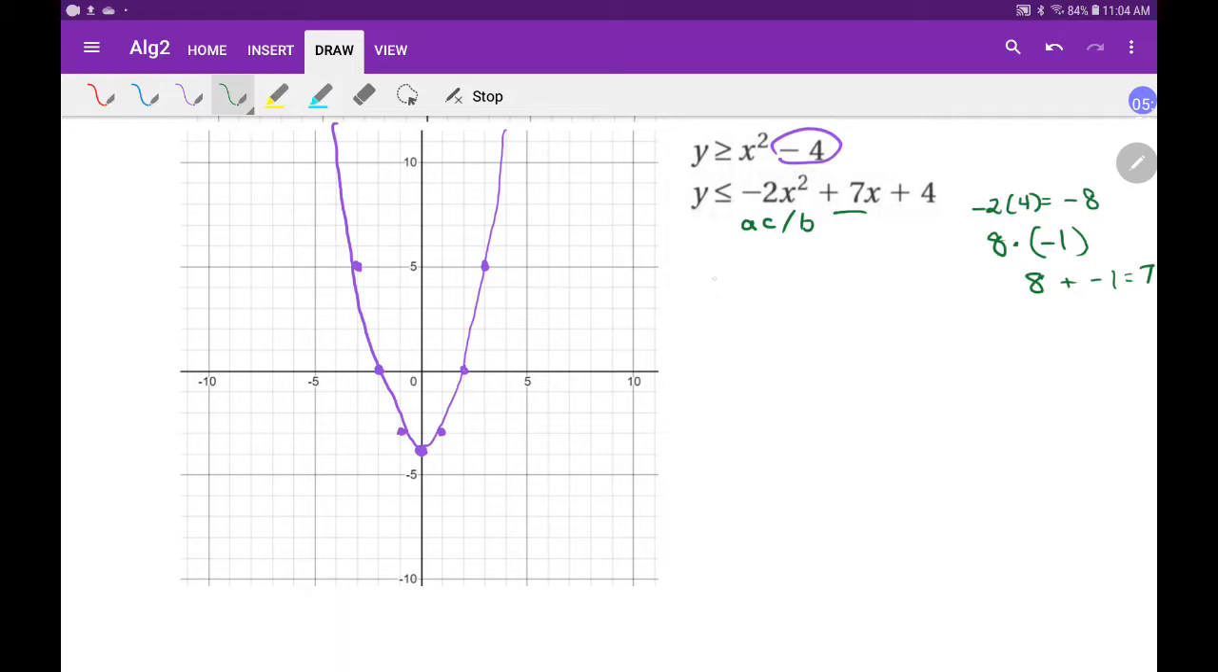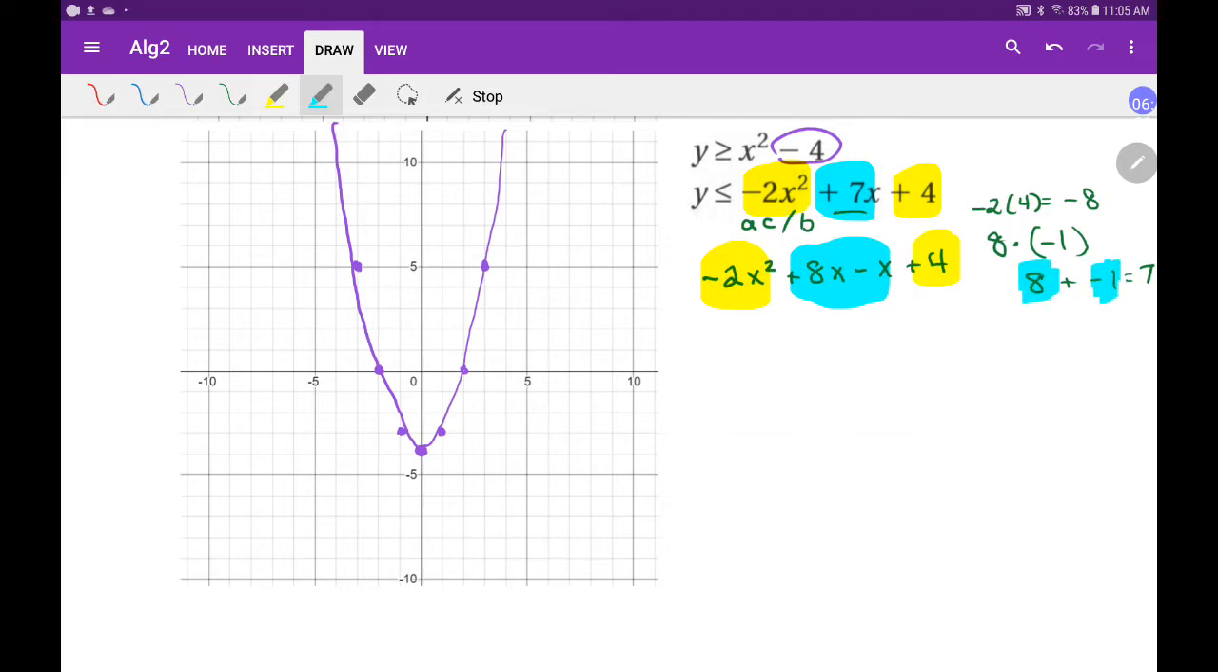Okay, so let me rewrite this. I'll say negative 2x squared. That doesn't change. But the middle term changes. It changes to plus 8x minus x. And then I write the plus 4. Okay, so notice a couple things. The negative 2x squared and the 4 didn't change at all. But the middle term turned into two pieces. How did I know which pieces to use? Well, I found them over here, 8 and negative 1. I just want to make that as clear as I can. I rewrote the equation, but mathematically, it's still the same thing.